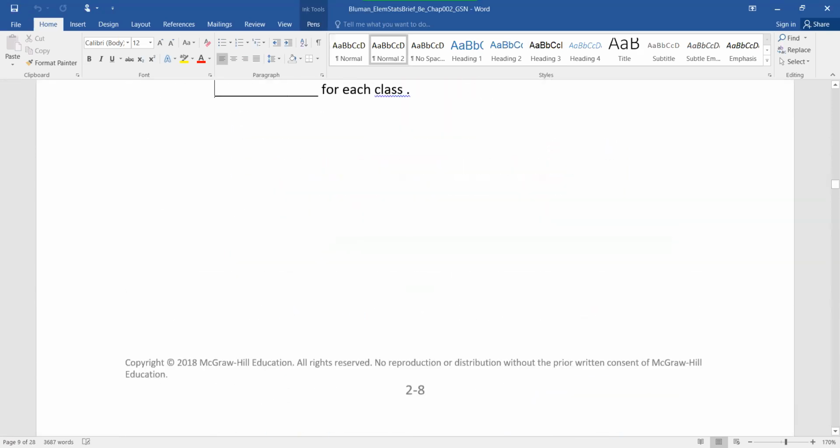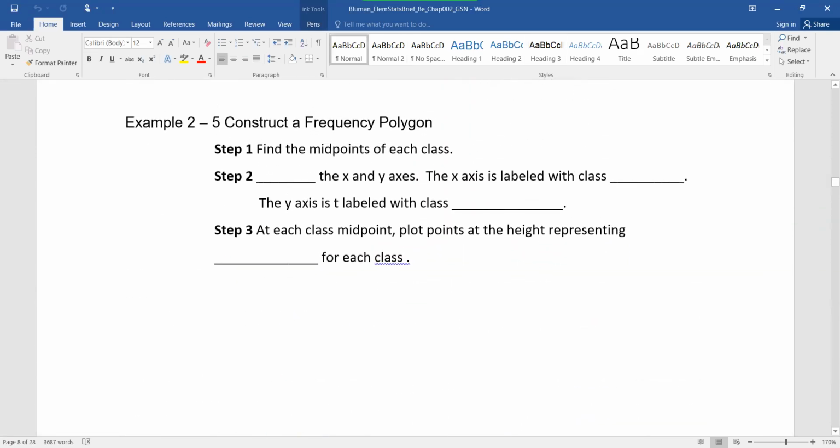So you can see it. To construct a frequency polygon, the first thing you want to do is find the midpoint of each class, which we did in our table. Notice you'll always have to build this table before you can build the next thing. And then step 2, just like in a histogram, you want to label the X and Y axis.